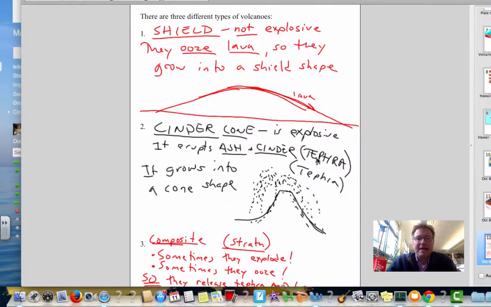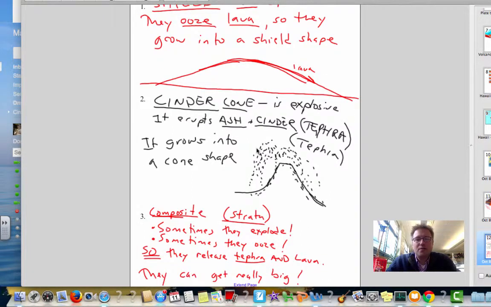So know those parts. Now, the three types of volcanoes, put all this together. The first is a shield volcano. Shield volcanoes ooze lava. They're not explosive. The lava oozes out, comes down the side. Cinder cones, they are explosive. They erupt ash and cinders, but they're not that big. They grow into a sort of cinder shape. Again, ash and cinders, sometimes known as tephra.